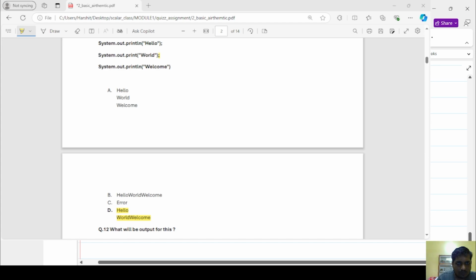So the answer is D. And why is it D? Because in the first line the hello will be printed, but ln is given, so the cursor will move, and the world will be printed. But if there is no ln, the cursor will not move, and in this third line, the welcome will be printed with respect to it. And the next line, it will not give any space, nothing will be printed.